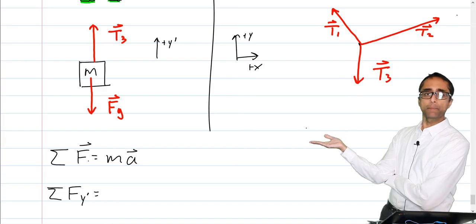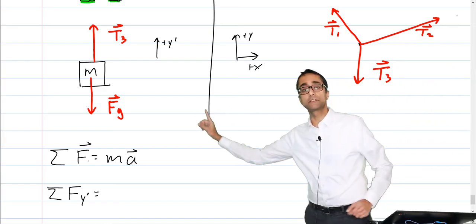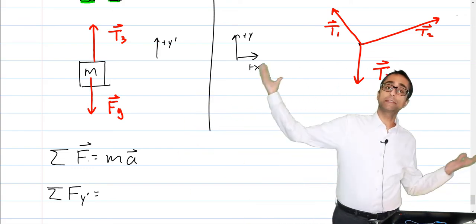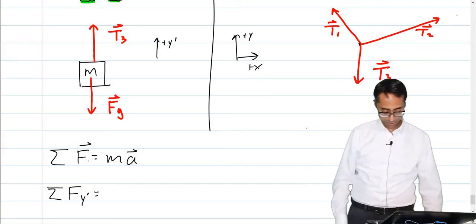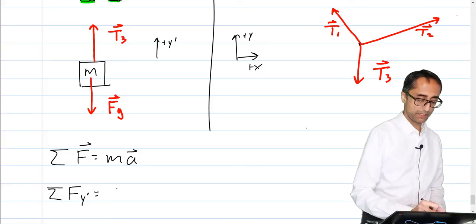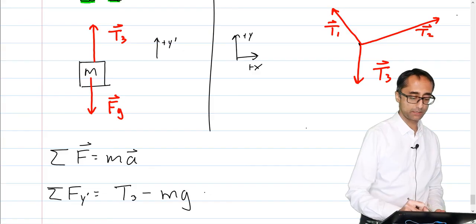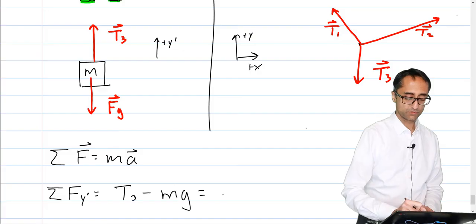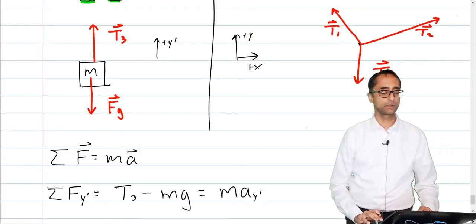Well, this step, all you're doing is reading it right off your free body diagram. You've got T3 going up, you've got FG going down. We said that plus y primed was positive upwards, and so all we have to do to put that together is say that T3 minus mg is equal to this part, or specifically mass times acceleration in the y prime direction.